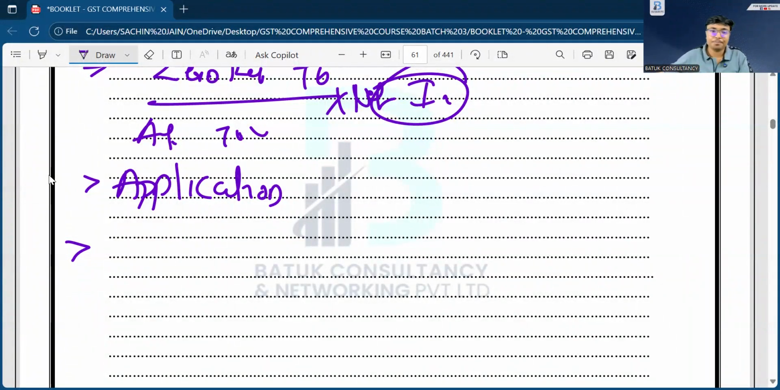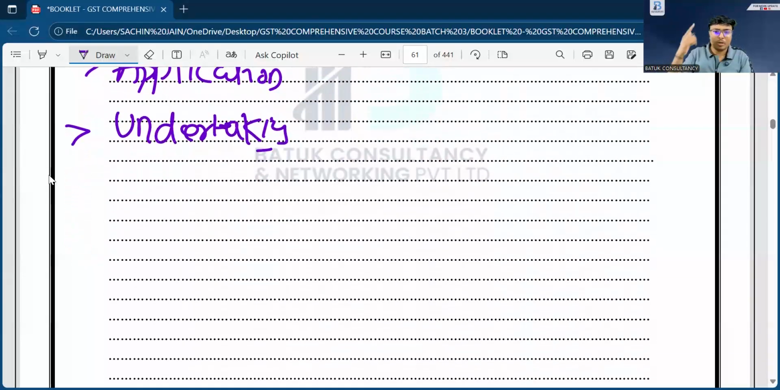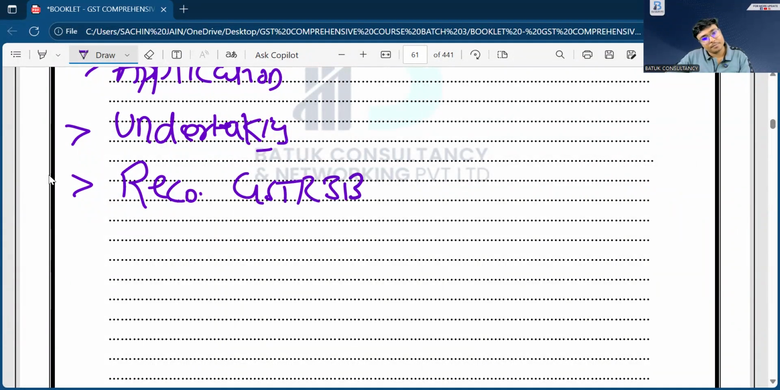So application, undertaking is the same, that if we have claimed any wrong refund, in that case we'll pay with interest and penalty. Okay. So application, undertaking. Then after, you have to provide the reconciliation of GSTR 3B and GSTR 1. There should be no difference between 3B and 1. So you have to put the reconciliation between GSTR 3B and GSTR 1.